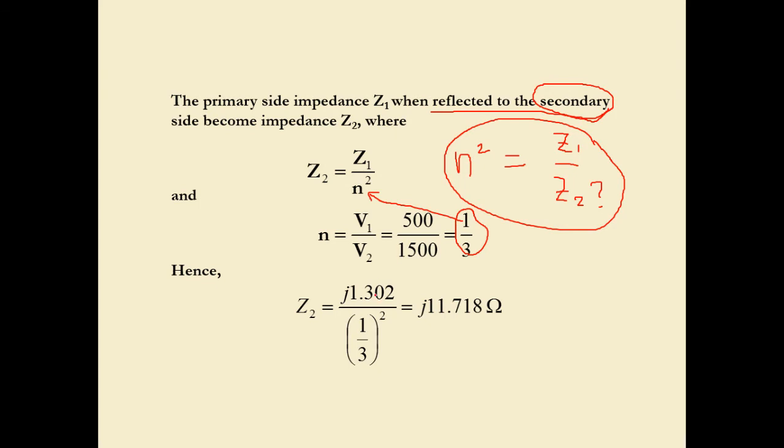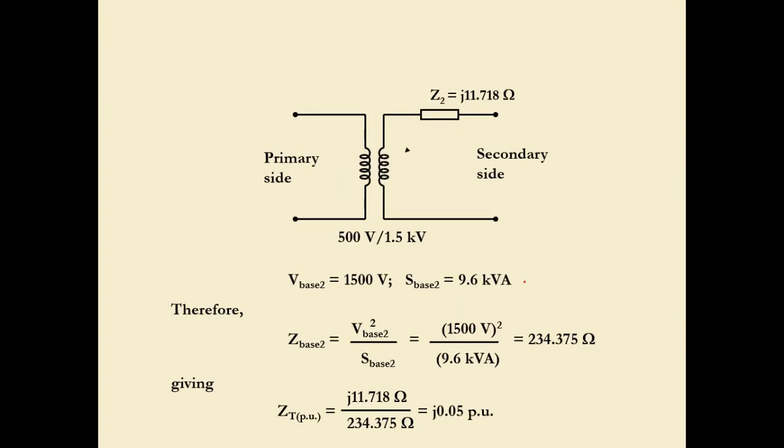From here, this is known, and this is the provided Z1. So we have j1.302 over n squared, where n is 1 over 3. So we have 1 over 3 squared, thus giving us Z2 equal to j11.718 ohm. This is how we calculate the value of Z2 when we reflect or refer Z1 to the secondary side. So now it's the primary side over here, and we have the secondary side over here, with the new Z2 reflected from primary to secondary.